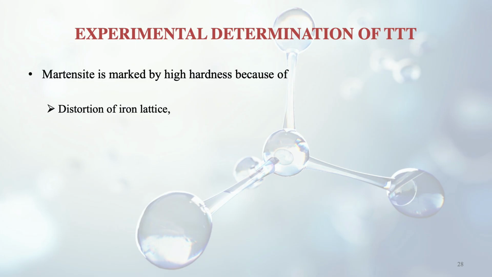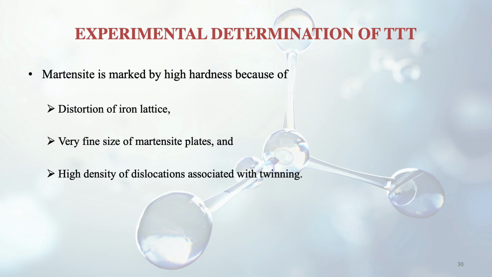Martensite is marked by high hardness because of the distortion, as I told you, of the iron lattice. Then the very fine size of the martensite plates: since the plates are very fine and small in size, hardness is very good. And also because of the high density of dislocations associated with twinning. So twinning also happens here.